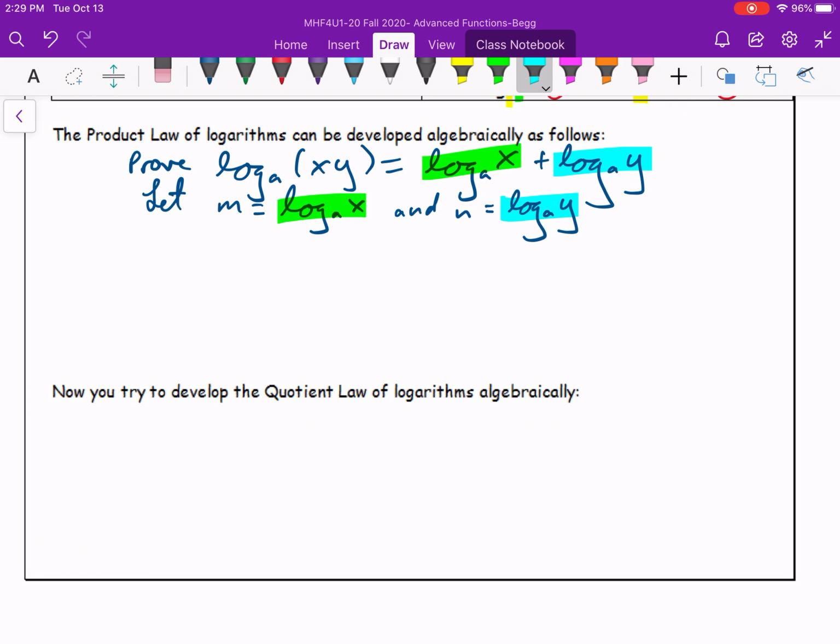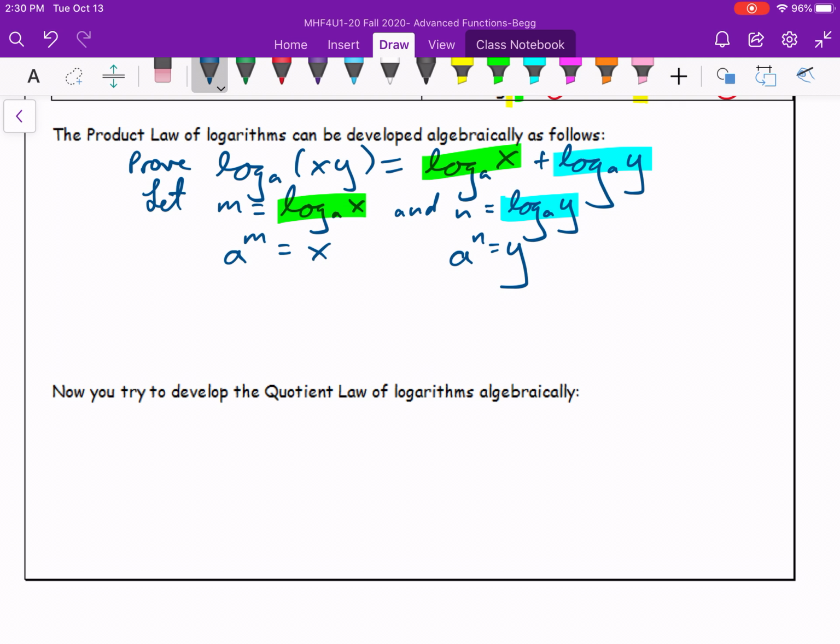So then we can rearrange this and put it in exponential form, because we've seen that putting things from one form to another can often be helpful. So if I want to rearrange this formula, m equals log base a of x, in exponential form, I'd write it as a to the m equals x. Likewise for the y, I could write this as a to the n equals y. And then I can substitute this back into the left side of the equation.